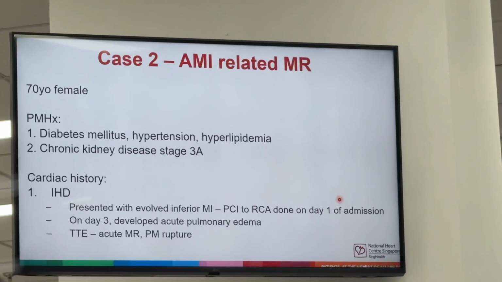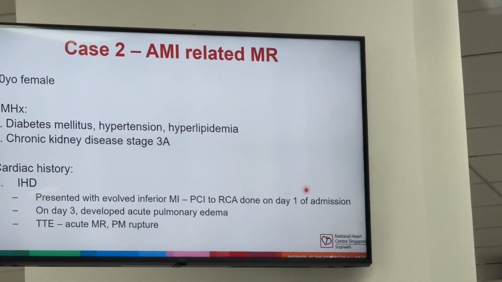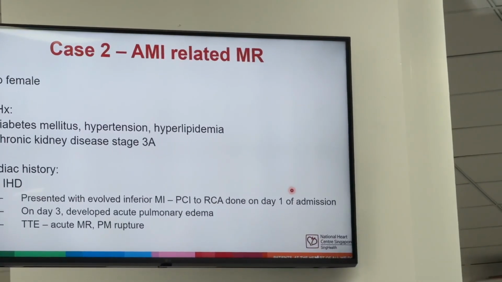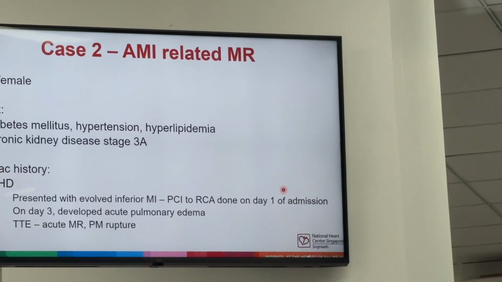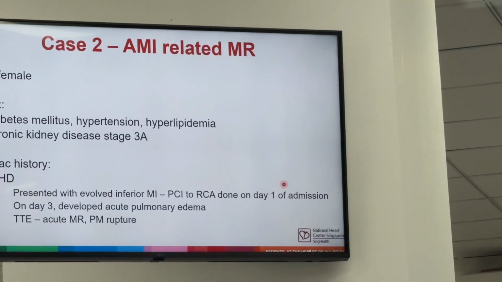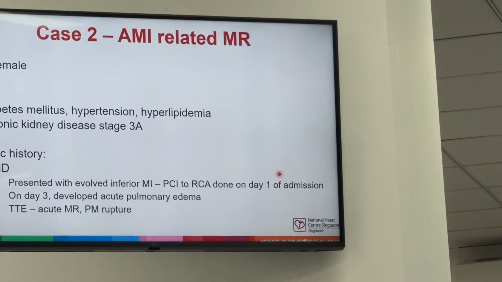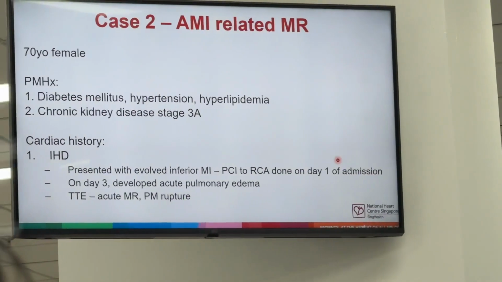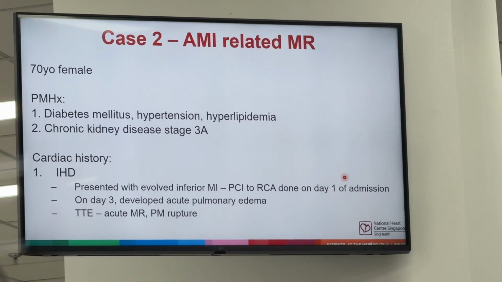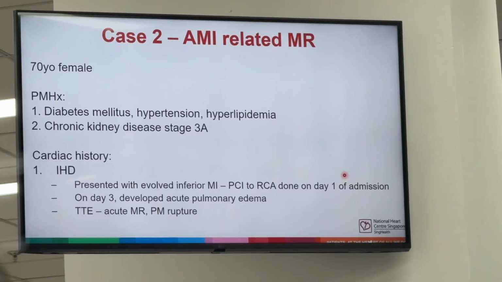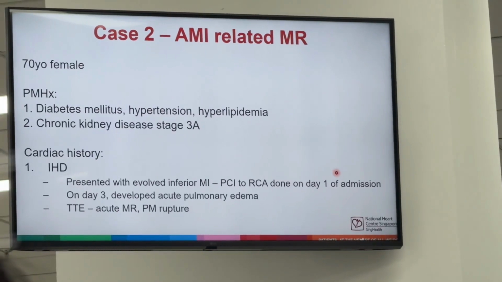The second case is an elderly gentleman with diabetes, hypertension, and hyperlipidemia. He also has chronic kidney disease. Cardiac history-wise, he has ischemic heart disease. He presented to us with an evolved inferior myocardial infarction, and he had stenting done to the right coronary artery on the day of admission. On day 3, he suddenly developed acute pulmonary edema. On transthoracic imaging, there is acute mitral regurgitation.